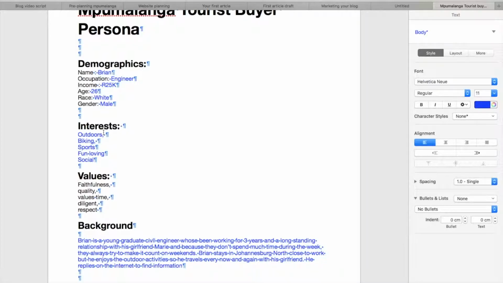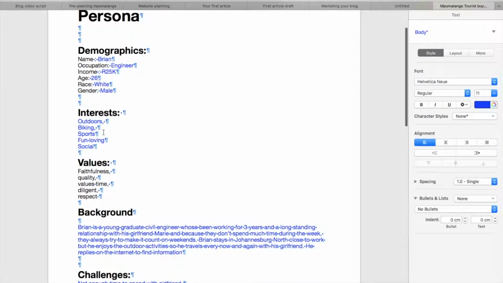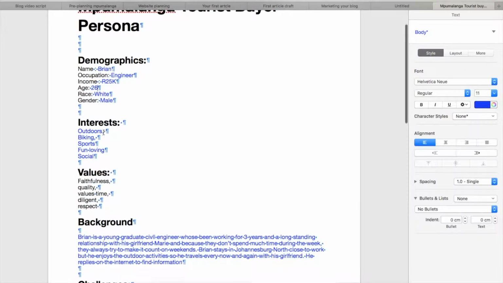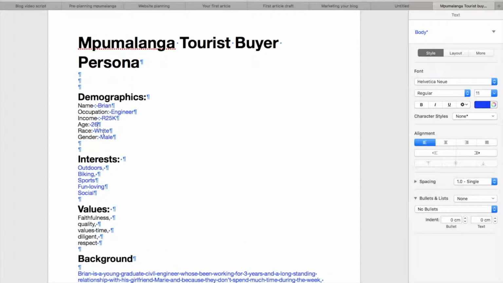Are they between the ages of 20 to 24? Are they 40 years old? What is the age group? And you can also get the gender as well. Are they males or are they females? So after going through different websites, I finally figured out that my demographics should be these.